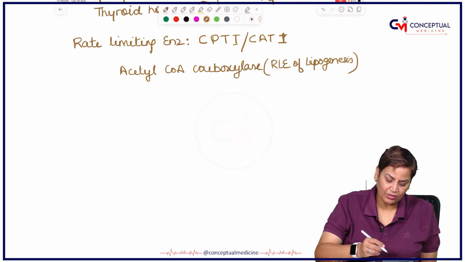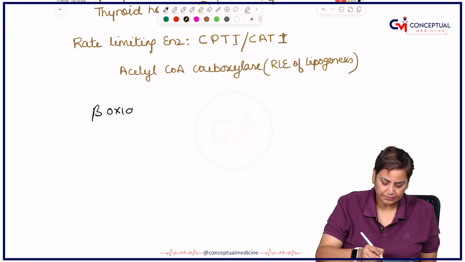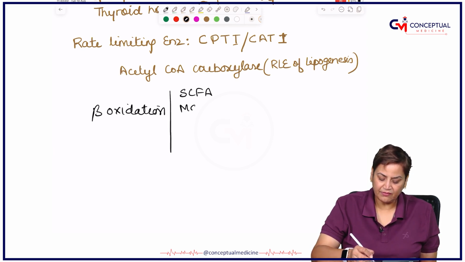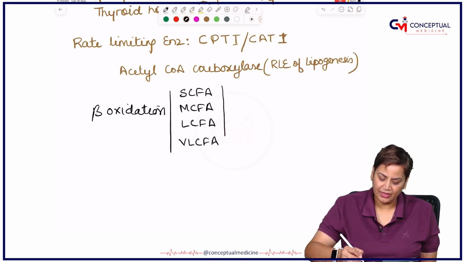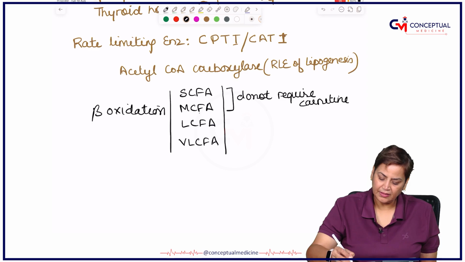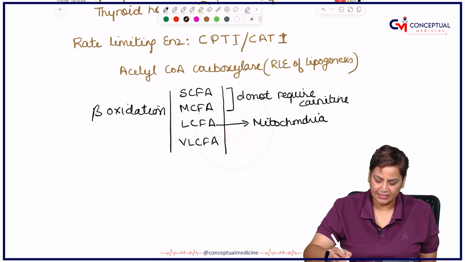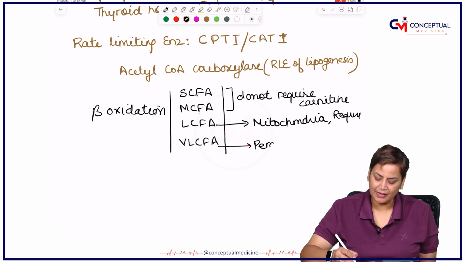Just now we have discussed the beta oxidation. If you go back to the chemistry, I told you that as per the carbon atoms, there are different types of fatty acids: short chain fatty acids, medium chain fatty acids, long chain fatty acids, and very long chain fatty acids. The basic difference between them is that SCFAs and MCFAs do not require carnitine for the transport. Long chain fatty acids are oxidized in the mitochondria, which we studied now, and yes, they require carnitine. And VLCFAs mainly take place in the peroxisomes and mitochondria.